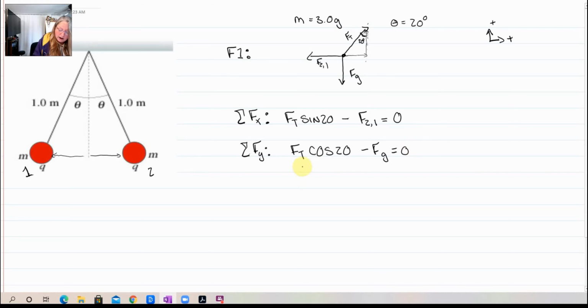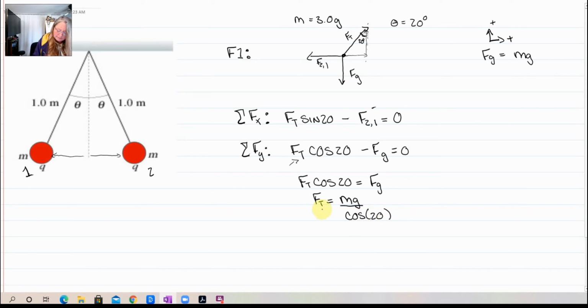I have 2 equations, 2 unknowns, and the first thing I see is, I don't know the Q. So if I don't know Q, I can't solve for the force of tension. So my eyes immediately go to this one. I know the mass, so at least I can solve for the force of tension. Force of tension cosine of 20 equals the force of gravity. I'm just going to write it as mg. In case you've forgotten over the winter break, force of gravity is mg. So force of tension equals mg divided by cosine of 20.